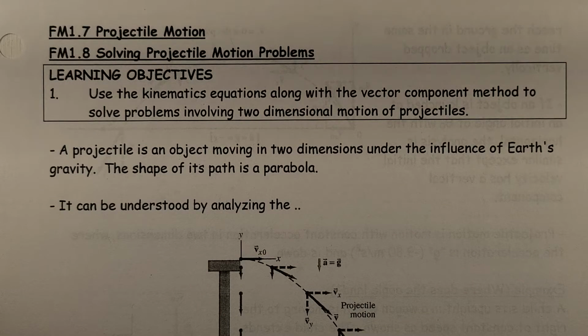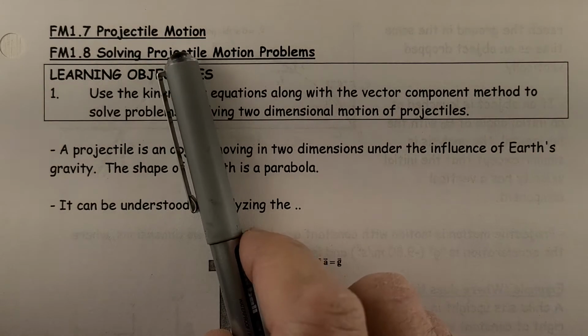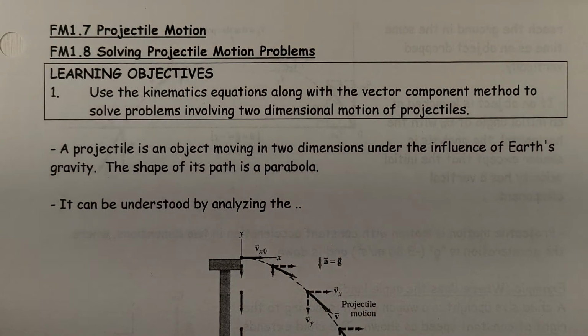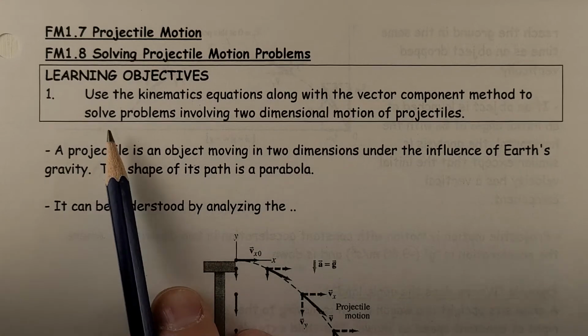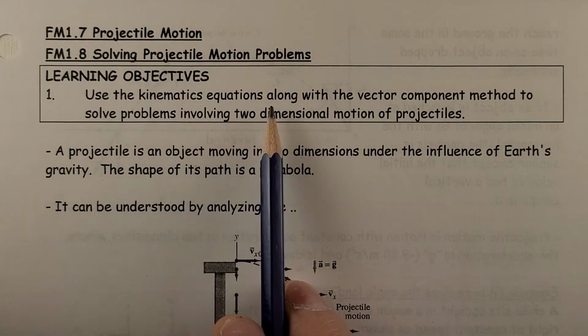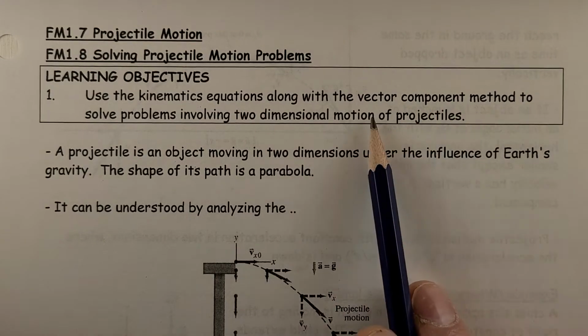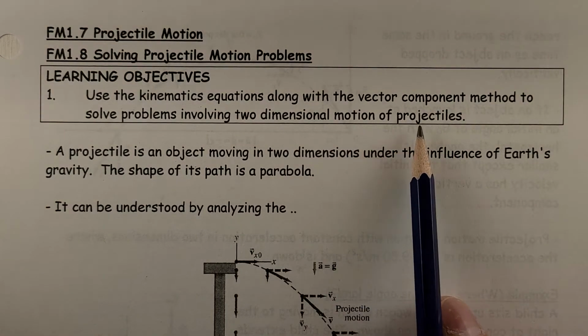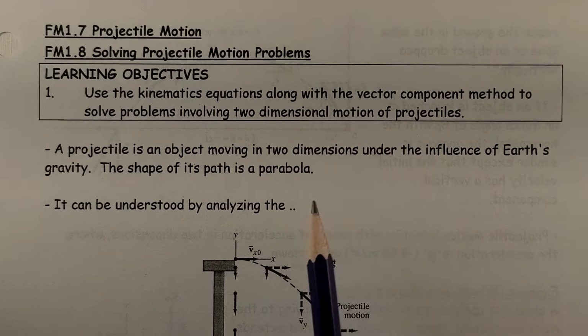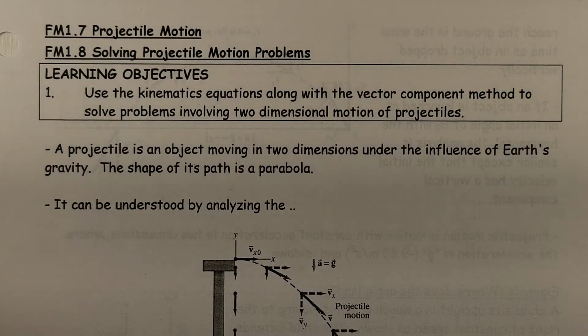Welcome back, Physics 30. So this is the FM1.7 projectile motion and FM1.8 combined solving projectile motion problems. So here we'll use the kinematic equations that we looked at earlier, along with the vector component method to solve problems involving two-dimensional motion of projectiles. So there's a couple of key things we can pull out of here, a bunch of tricks that we can use to solving projectile motion type questions.